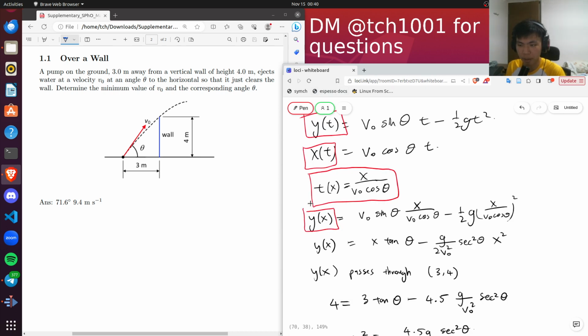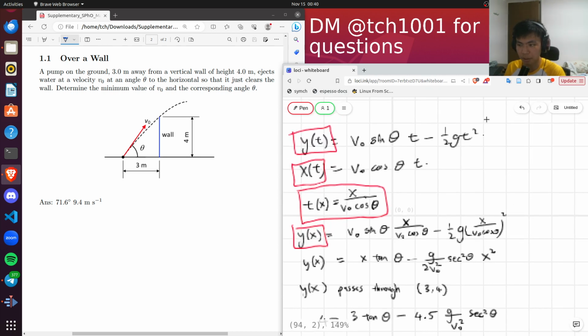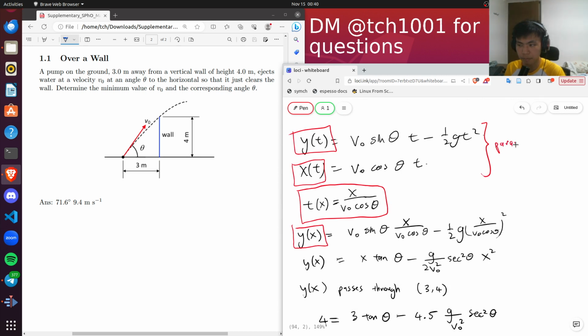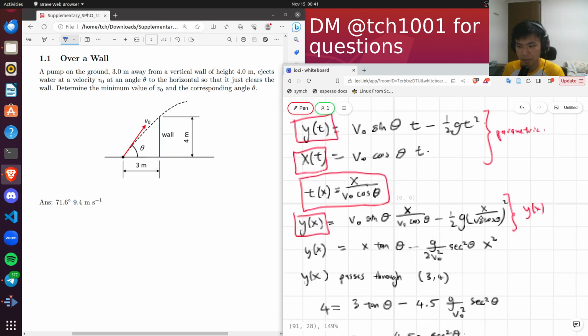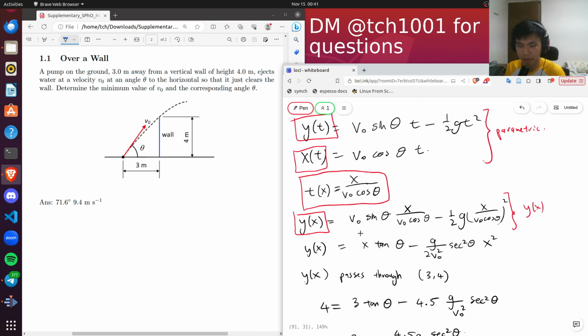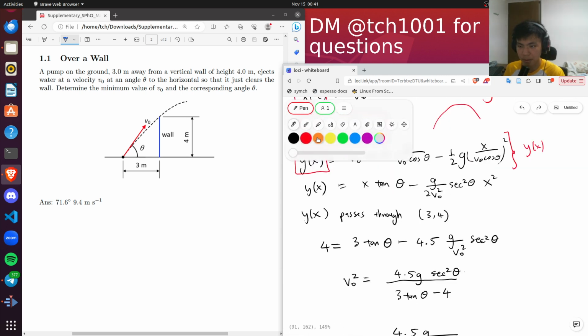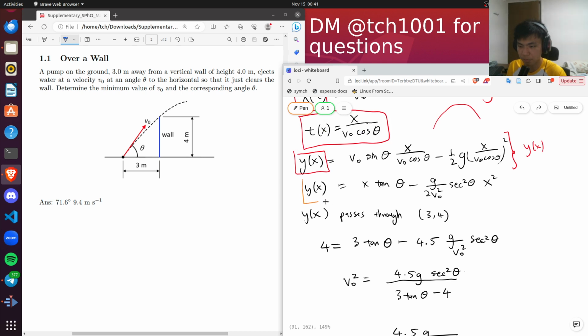So now instead of having a parametric curve, the first two equations over here are what is known as parametric curves. Instead of having a parametric curve, now you have a Cartesian function. You just have a graph of y in terms of x, like a normal graph. This graph describes the trajectory of the water, this y in terms of x, the parabola. You can see it's quadratic in x. So using this parabola, you can do some useful things with it.